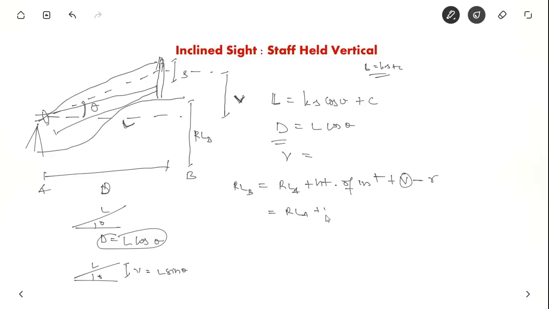So this is reduced level of A plus height of instrument plus L sin theta minus mid staff reading R, that is this is R. So this will give you the reduced level of B. If you are sighting something which is elevation, you are sighting above your instrument axis. Suppose you are sighting something below the instrument axis, depression, all formulas are same except that this V will be minus V here because it is towards down. So reduced level of B will be less than reduced level of A. So we have minus V sign in case of depression.